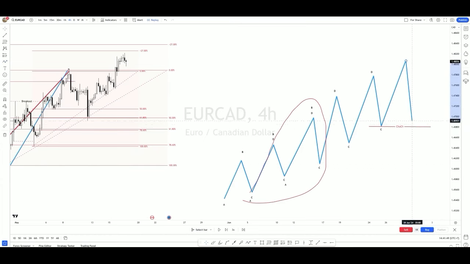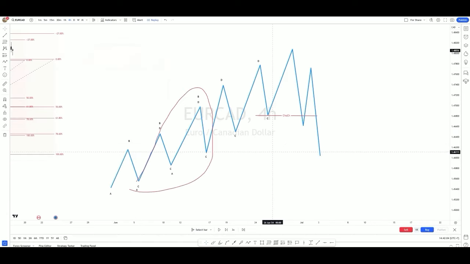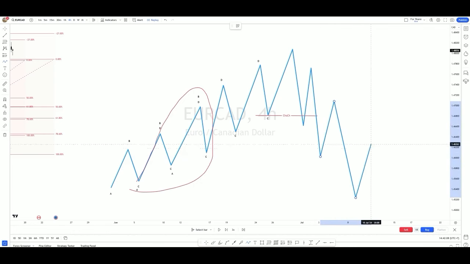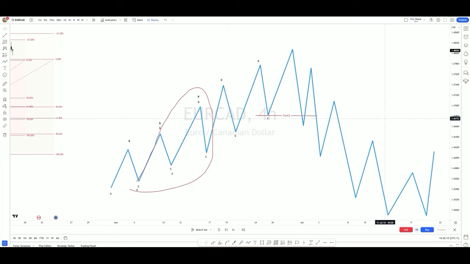Sorry, let's do it like this. So now I have to look for A, B, C, D. Okay, and A, B, C, D. If I got my new A, B, C, D for the bearish, right? I can continue the market like this. C, D, C, D, C, D, and so on until C is broken. That means I have a change of character.